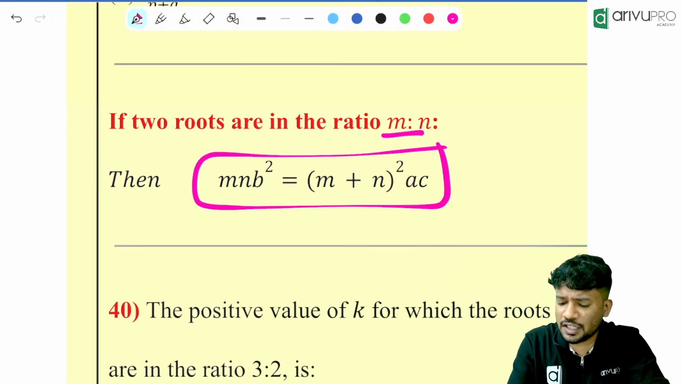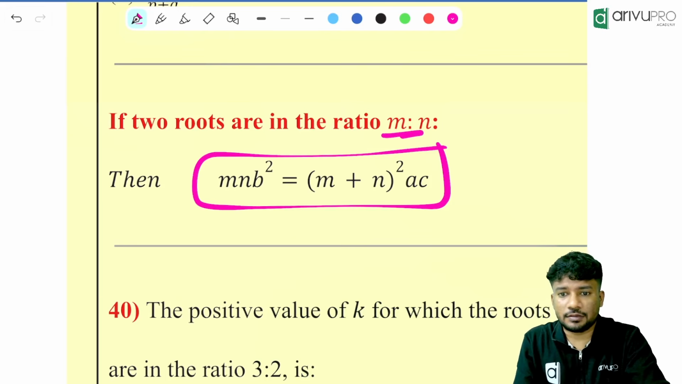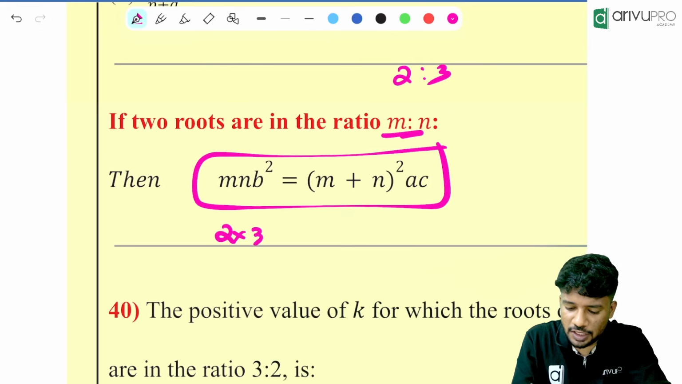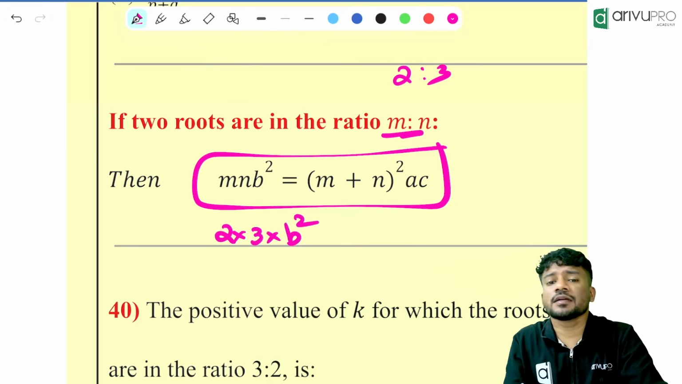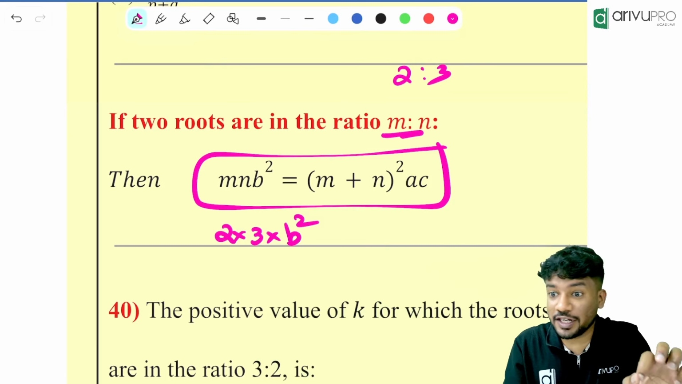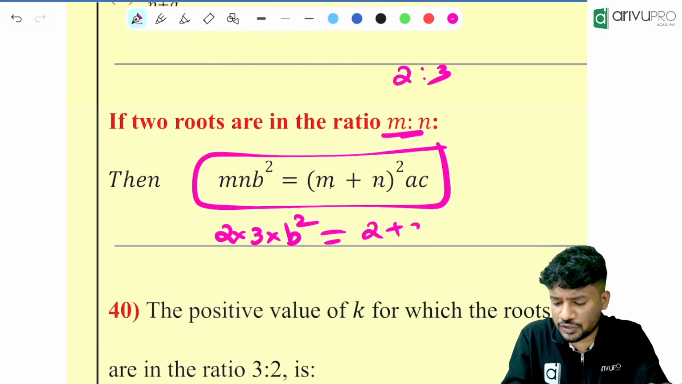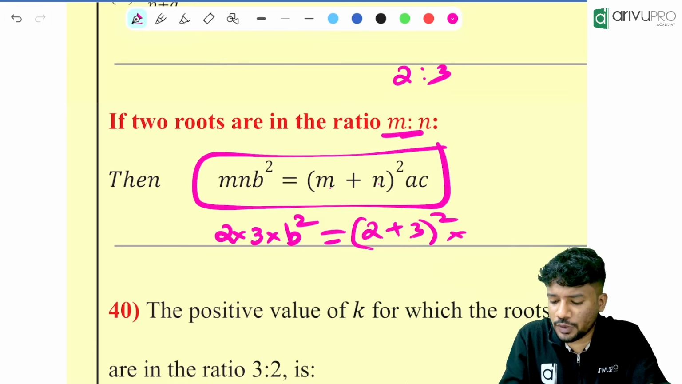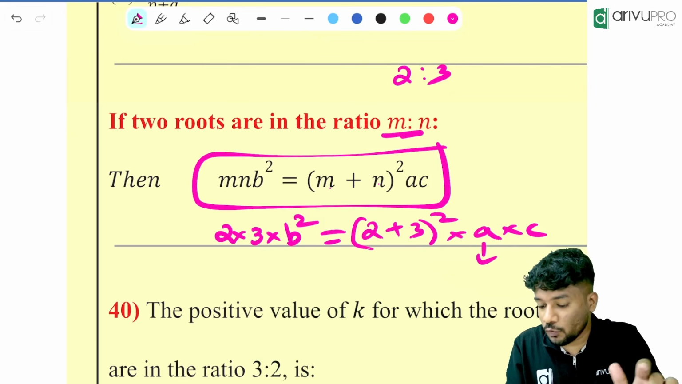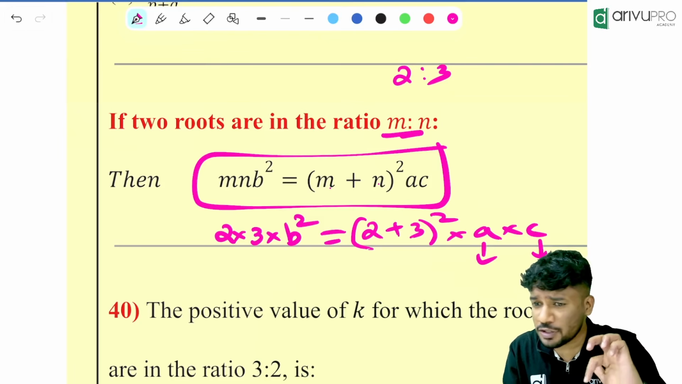When they give the ratio, we will write m into n. For example, if the ratio is 2 is to 3, we will write it as 2 into 3 into b square. What is this b? Coefficient of x. Yes, yesterday we studied that b is the coefficient of x. This is equal to m plus n, so it will be 2 plus 3, the whole square, into a into c. What is this a? Coefficient of x square. What is this c? The constant term given in the question. So can we check a question based on this shortcut formula?